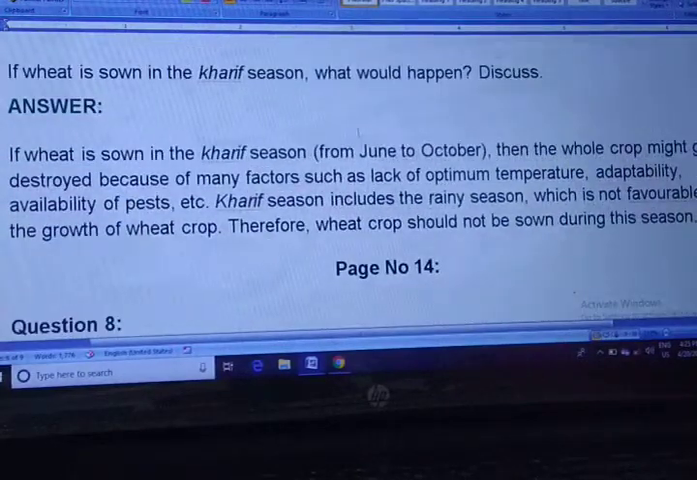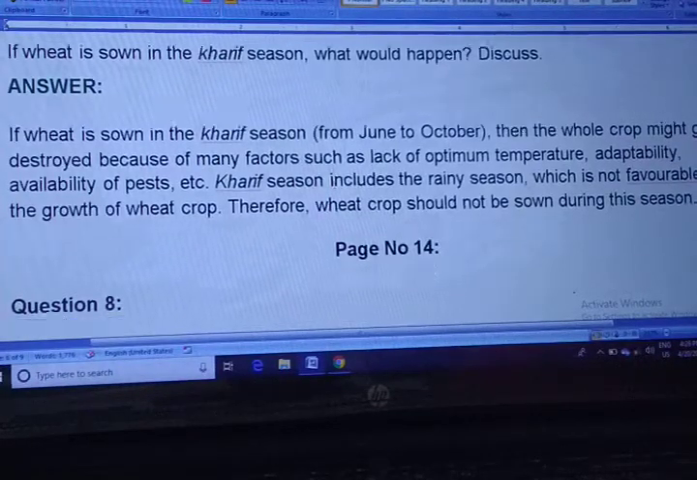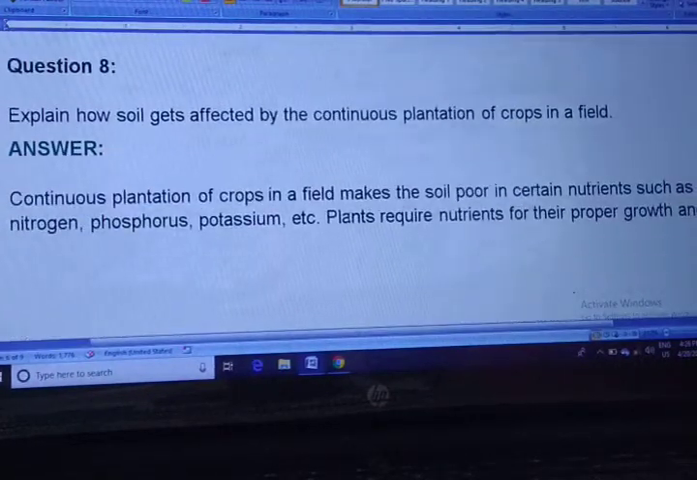Question 7. Is wheat sown in the Kharif season? What would happen? Discuss. If wheat is sown in the Kharif season from June to October, then the whole crop might get destroyed because of many factors such as lack of optimum temperature, availability of pests. Kharif season includes the rainy season, which is not favorable for the growth of wheat crop. Therefore, wheat crop should not be sown during the summer season or rainy season.